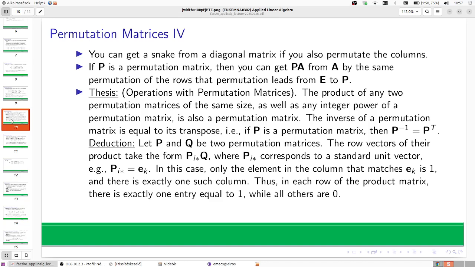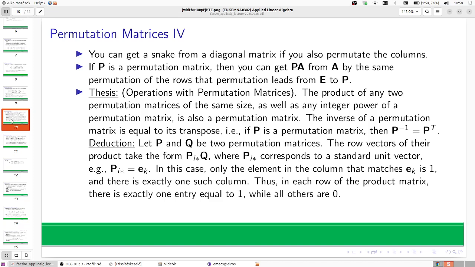So the product of any two permutation matrices has the same size, and it's also a permutation matrix. That was the same for diagonal matrices. The product of diagonal matrices was also a diagonal matrix. The inverse of a permutation matrix is equal to its transpose. So if P is a permutation matrix, then its inverse is its transpose. Actually, let's deduce this.